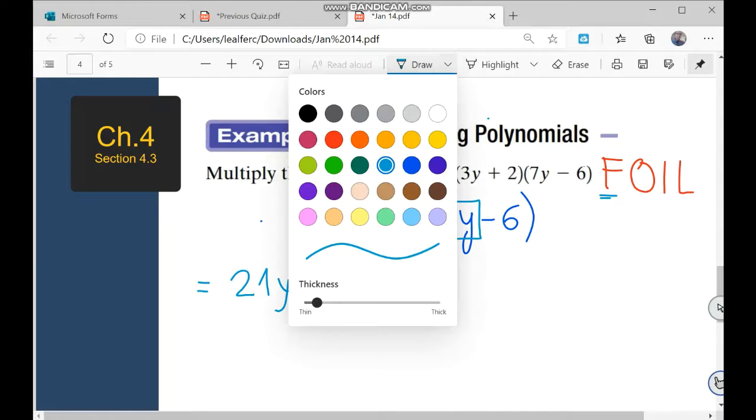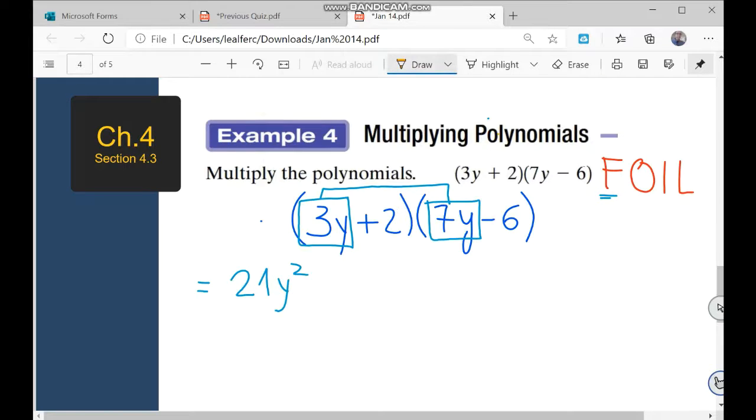Now second is the outer. Let's check the outer, and this is the outer. And the negative 6 here is the other outer. Multiply the outer. 3y times negative 6, negative 18y.